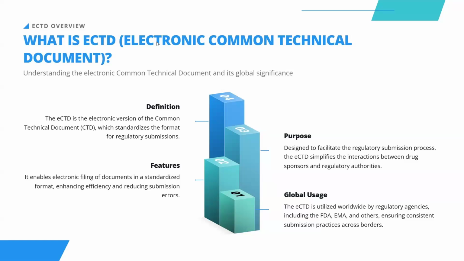eCTD uses an XML backbone to define structure, metadata, and version control. So when you finally submit an eCTD application, an XML file is generated, which is submitted to the regulatory body for review, not the individual PDF files. Okay, so there is a portal where you submit all your documents, and then you publish that entire common technical document to generate an XML backbone. That XML backbone is then submitted to the regulatory body.